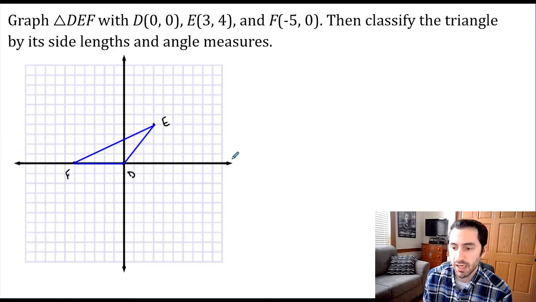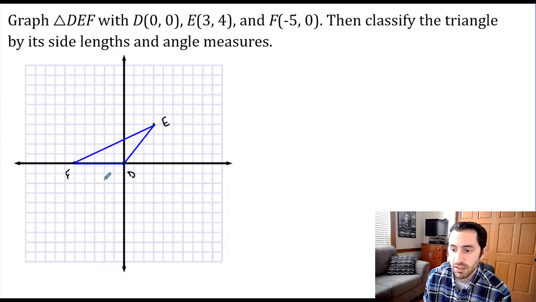Right away, taking a look at it, I can classify this by the angle measures. I can see that at angle D, we have an obtuse angle. The other two angles are going to be acute. I know that this is obtuse because if this was going to be a 90-degree angle, the segment DE would be going along the y-axis. But since it's rotated past that, that means that the angle is greater than 90. So angle D is an obtuse angle. So overall, the triangle is obtuse.